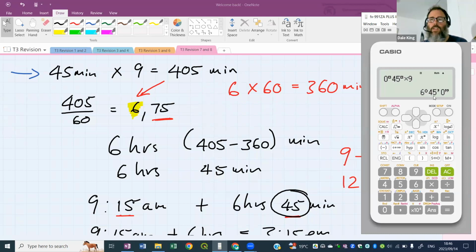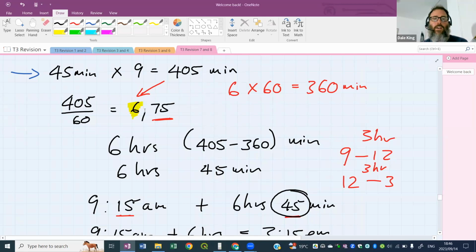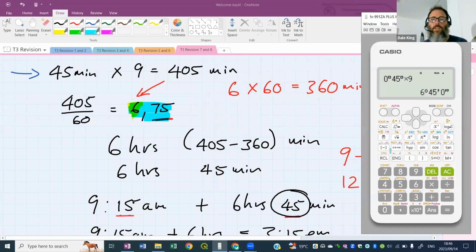Sorry to interrupt you there. So if we look at the screen, that's in hours and minutes. The 0 is seconds, whereas I've shown it here as decimal hours. So Safiso was saying, sir, keep it in hours and minutes the whole way. All right, cool. So we got 6 hours 45.